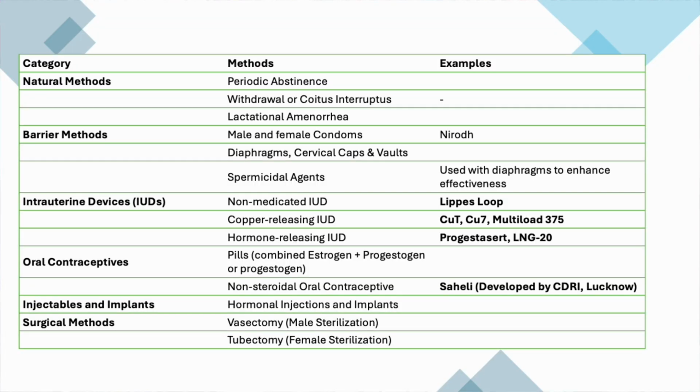Then there are two important topics under this chapter. First one is different contraceptive measures. When you learn different contraceptive measures, learn the working method of the contraceptive measures, the advantages and disadvantages, and the examples given in the textbook, like Nirodh, Saheli, and different intrauterine devices under three categories. Many examples are given. Learn all those examples.